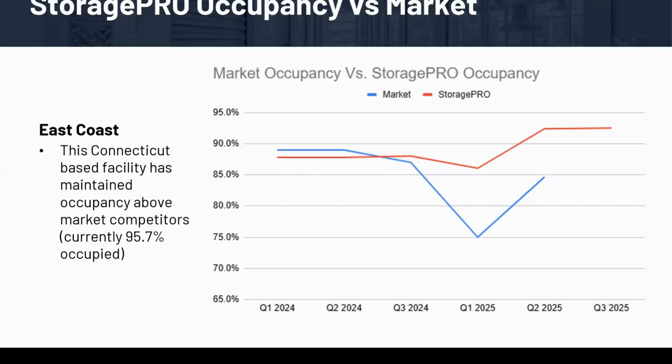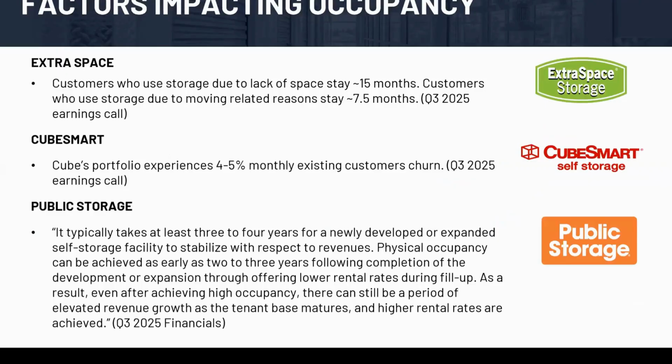Awesome. Well, I think we have really two quick slides left. And in terms of factors impacting occupancy, I think you almost hit on all of them. I'll just highlight a couple of things from three of the big REITs. The first is that extra space customers who actually rent storage due to a lack of space stay on average about 15 months versus folks who are moving, who rent at half the duration. So that's just really interesting. I know we talk as an industry about housing and mobility and all that kind of stuff, but there's certain kinds of tenants that are the best tenants to try to attract for your facility.